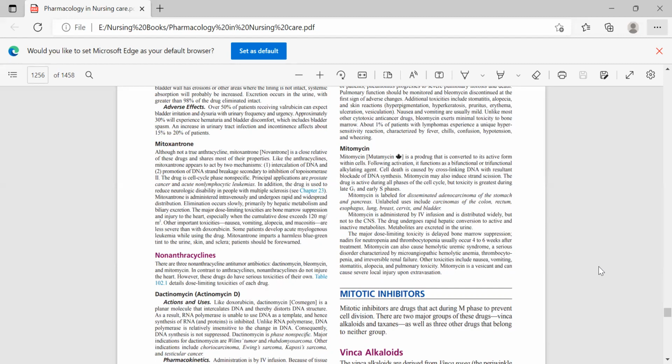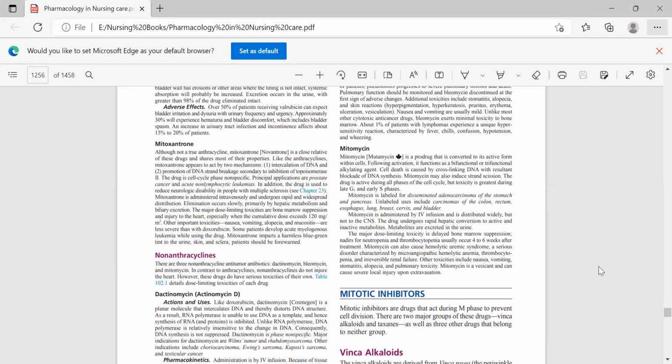Mitoxantrone is administered IV. Rapid and widespread distribution occurs. Elimination is slow, by hepatic metabolism and biliary excretion. Dose limiting toxicities are bone marrow suppression and again cardiotoxicity when the cumulative dose exceeds 120 milligram per meter square. So the maximum limit is 120 milligram per meter square.